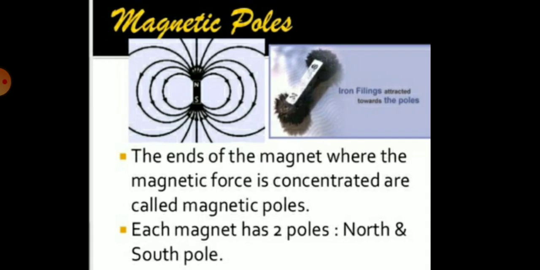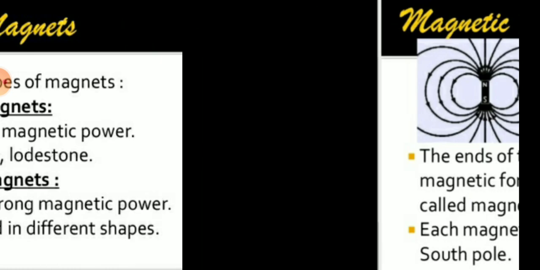So children, you can see there are two poles of a magnet. You can easily see the ends of the magnet where the magnetic force is concentrated, meaning more, and these are called the magnetic poles. We know that each magnet has two poles. First is the North Pole and second is the South Pole.